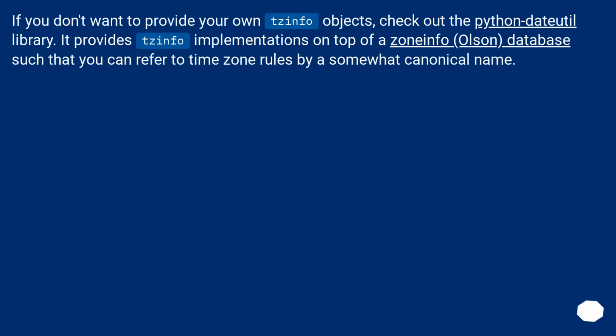If you don't want to provide your own tzinfo objects, check out the Python datetime library. It provides tzinfo implementations on top of the zoneinfo Olson database, such that you can refer to time zone rules by a somewhat canonical name.